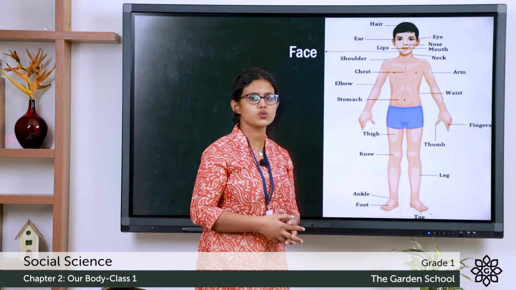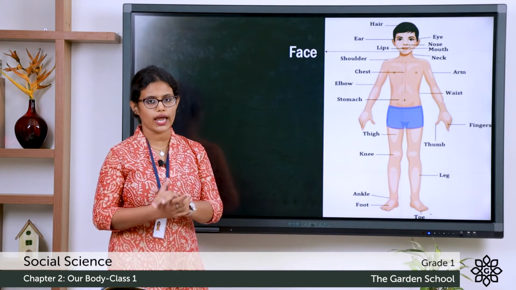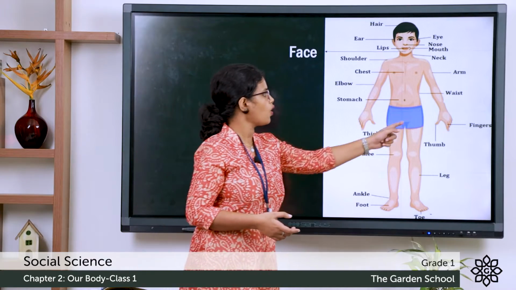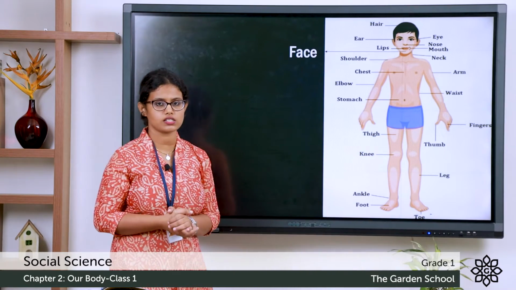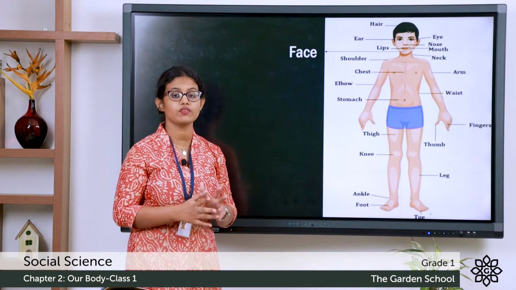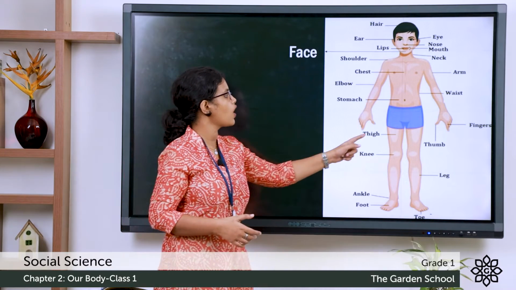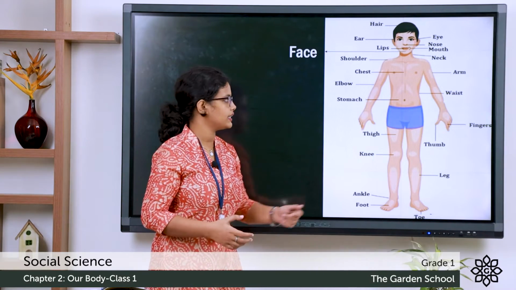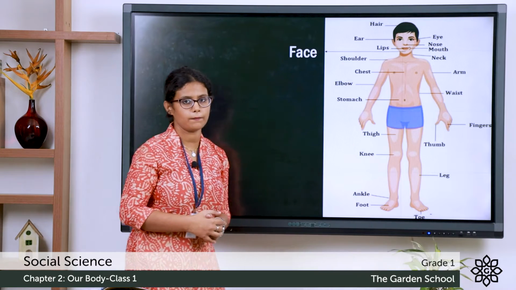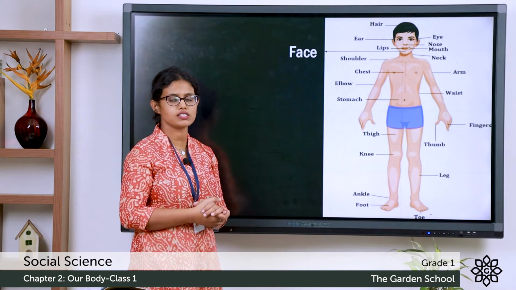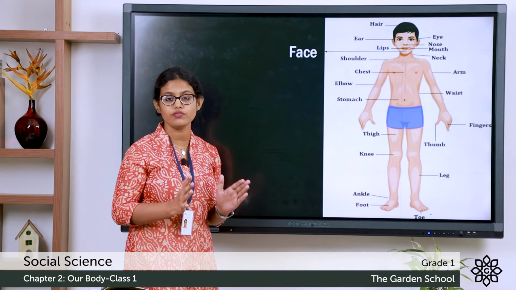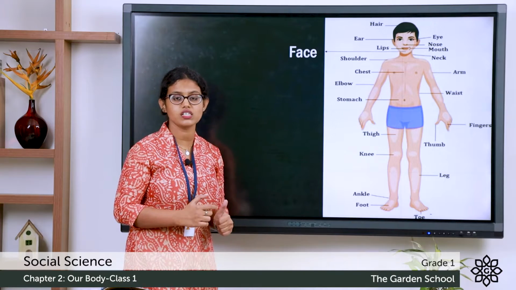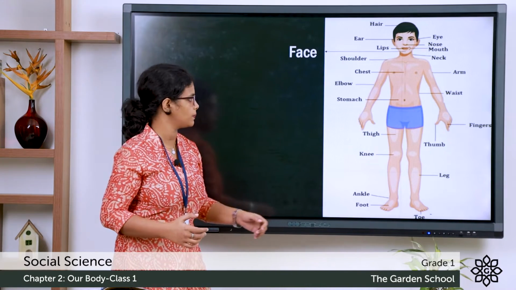Then how many hands do you have? We have 2 hands. On your hand you have fingers. So how many fingers do you have in one hand? You have 5 fingers. Then this is your thumb. So total how many fingers? Total you have 10 fingers. On your fingers you have nails.